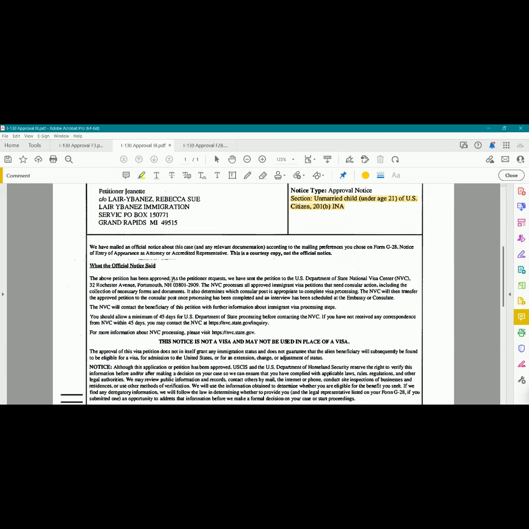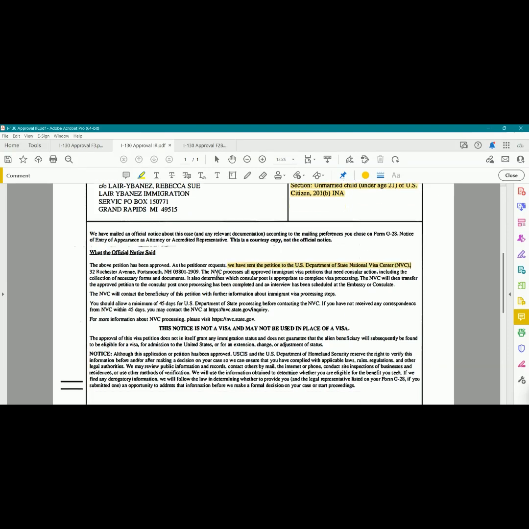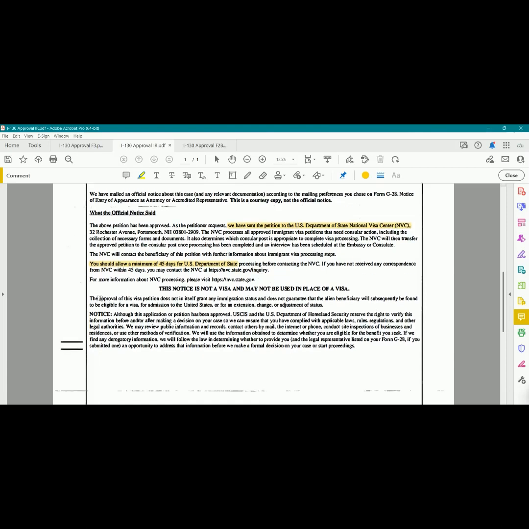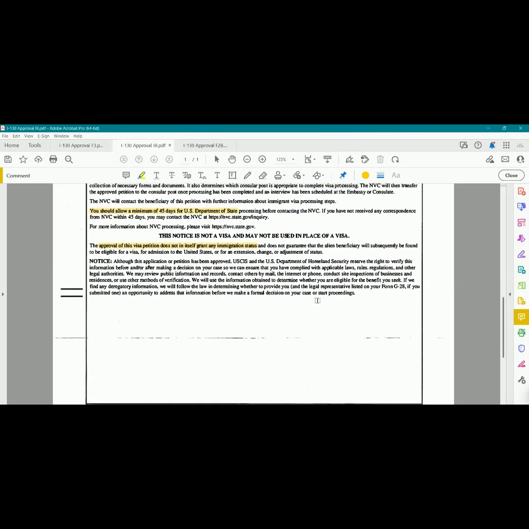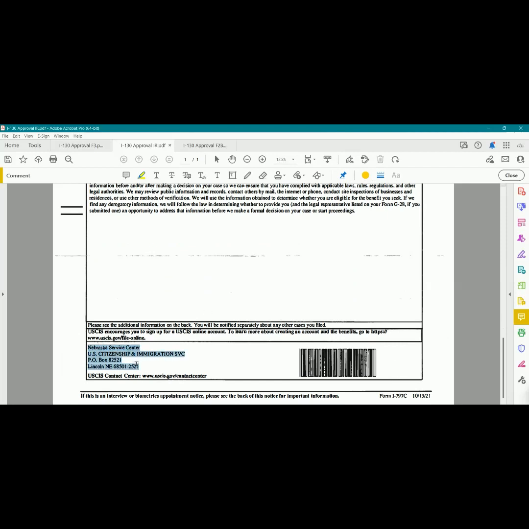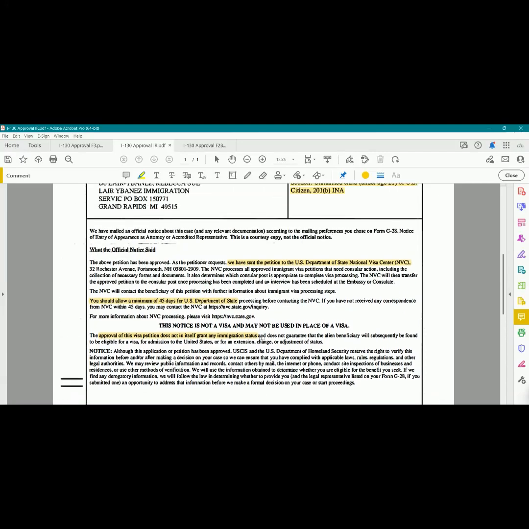It states that the petition has been approved, and as we laid out in the I-130, they have sent the petition to the National Visa Center. It indicates that you should allow 45 days for the Department of State to reach out to you with next steps. The approval of this petition doesn't grant any immigration benefits. Again, it's only a recognition of the status of the petitioner and the relationship between the petitioner and the principal beneficiary. And finally, we have the location of the service center which processed this particular petition.